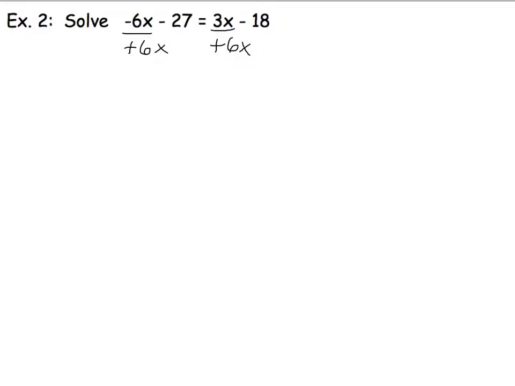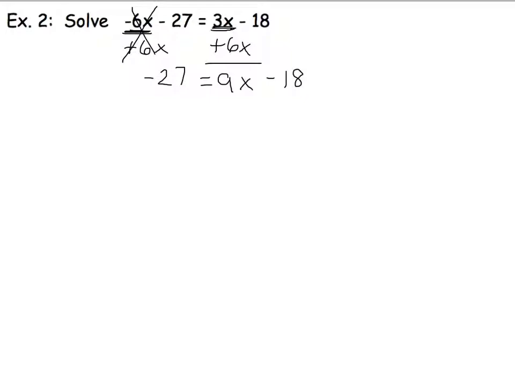If you were to subtract 3x from each side, you'd end up with negative 9x rather than adding 6x to both sides, where we get positive 9x. So you have positive 9x minus 18 on the right, and on the left side, the positive 6x and minus 6x cancel out to give you negative 27.